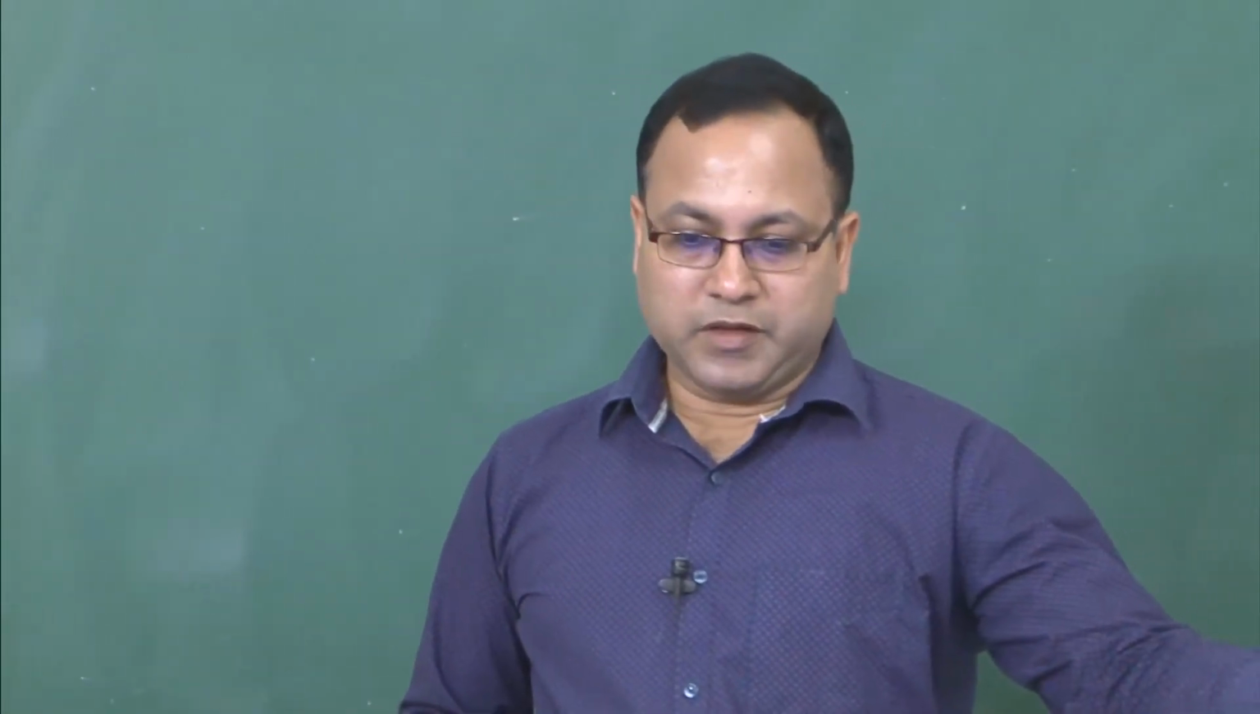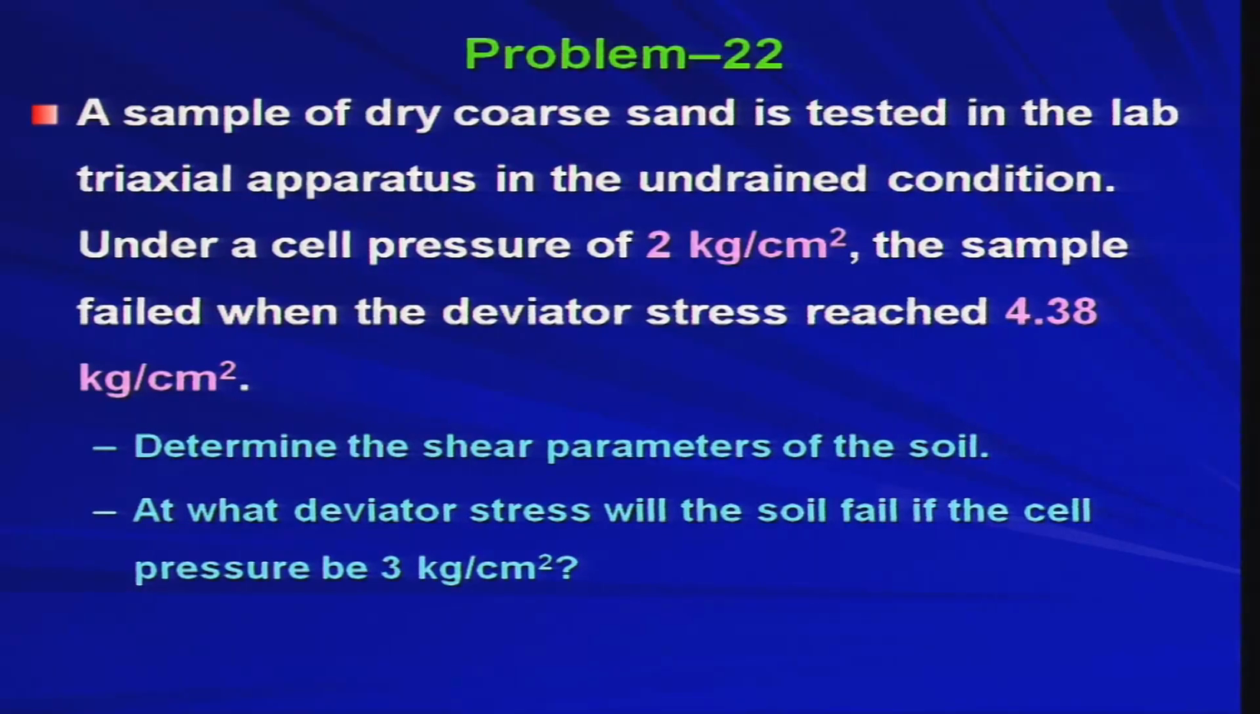So, today's first problem is: a sample of dry coarse sand is tested in the lab in a triaxial apparatus in the undrained condition under a cell pressure of 2 kg per centimeter square. The sample failed when the deviator stress reached 4.38 kg per centimeter square. Now, determine the shear parameters of the soil. As I told you, shear parameters means C and phi. At what deviator stress will the soil fail if the cell pressure is 3 kg per centimeter square?